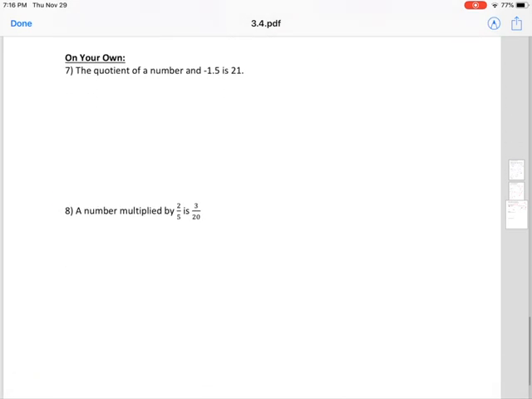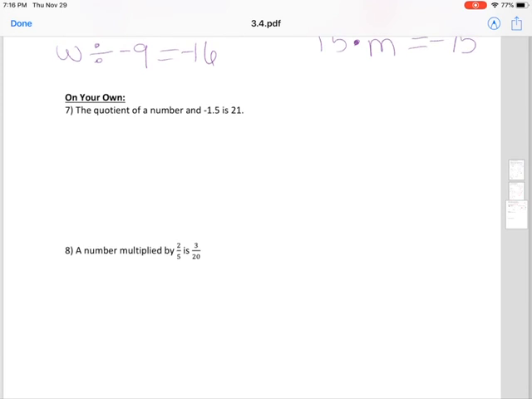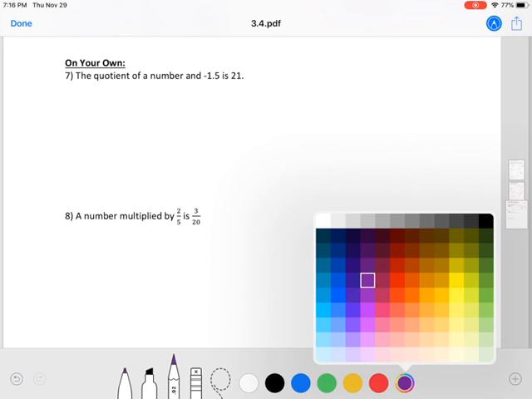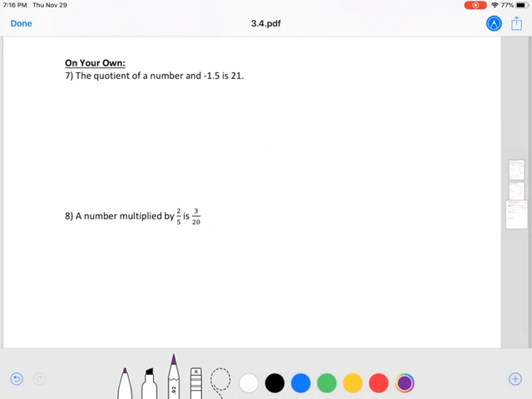So I want you guys to try these two on your own, 7 and 8. Just like we did on the first two example problems, all you're doing is taking these two phrases and creating an expression to define them. So I'm going to go ahead and pause the video and have you guys try these. Remember, if you can't remember which operation quotient is, you can look in your notes where you hopefully wrote it down. Okay, so I'm going to go ahead and pause this.